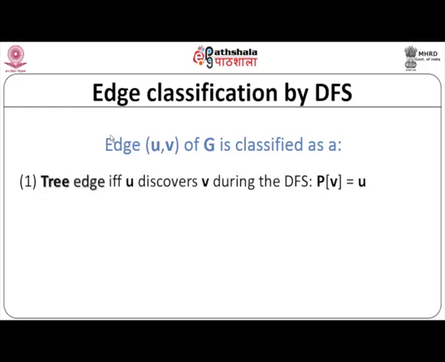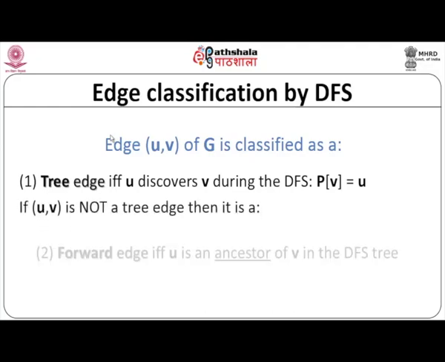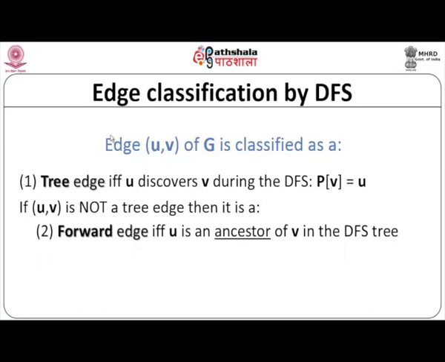if U discovers V during the DFS. It is reachable from U, if you go from U, you can reach V. So, the parent of V is equal to U, that is you have reached V from U. Then if UV is not a tree edge, then it is a forward edge if and only if U is an ancestor of V in the DFS tree. Here when we say tree edge, it means DFS.